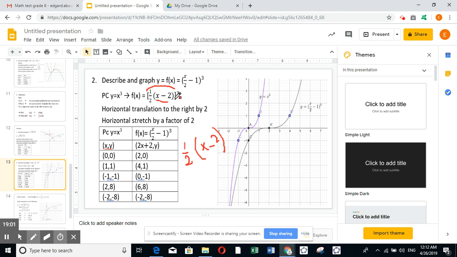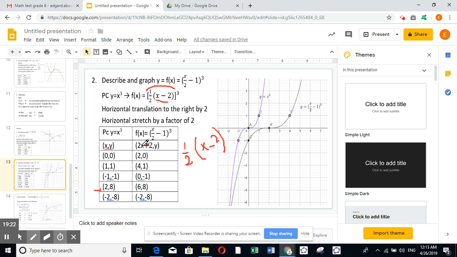So for the parent curve y equals x cube, I'm going to use these particular points: 0, 0, 1, 1, minus 1, minus 1. You can use more if you want, 2, 8, and minus 2, minus 8. But if you know the shape of x cube, no need to use these points. It's enough the first three.